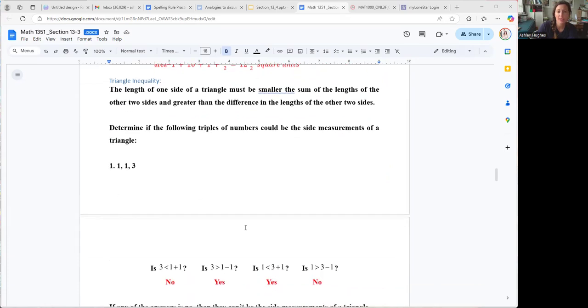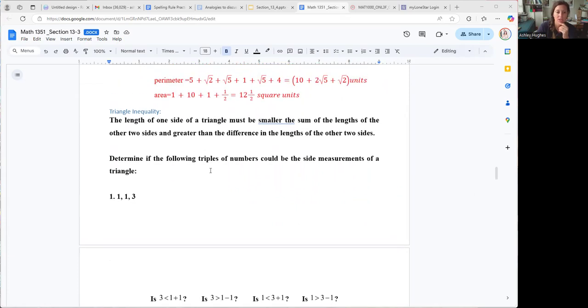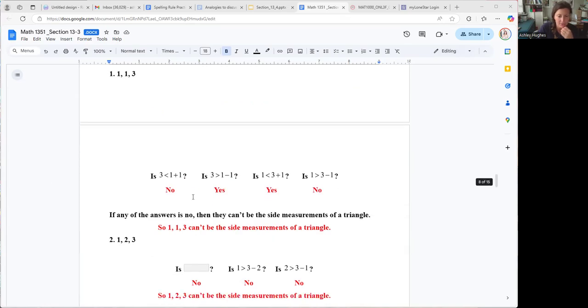The triangle inequality, and I probably talked about this a few lectures ago: when you add up any two sides of a triangle, the sum of those two needs to be bigger than the third side, or it doesn't make a triangle. So, for instance, do 1, 1, and 3 make a triangle? Well, 1 plus 1 is only 2. Is 2 bigger than 3? No. So it doesn't work. So we have to say that doesn't make a triangle.